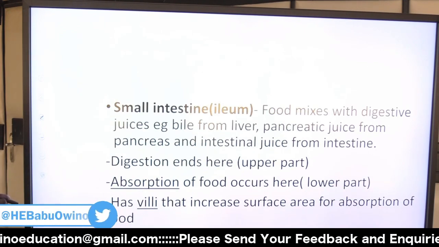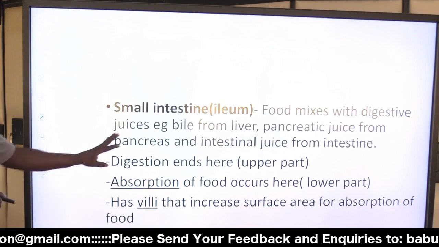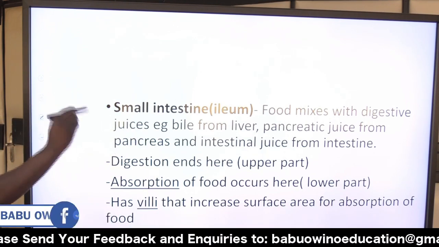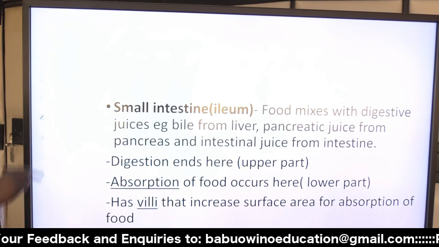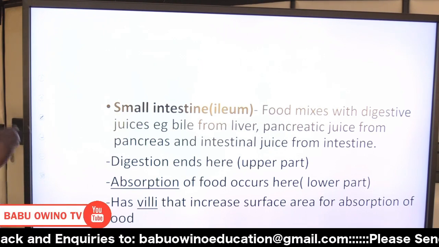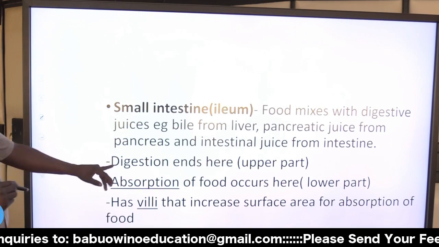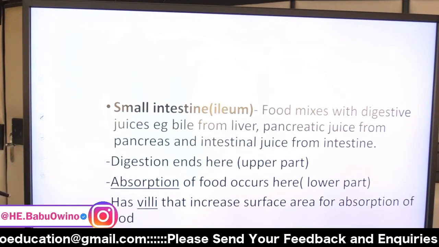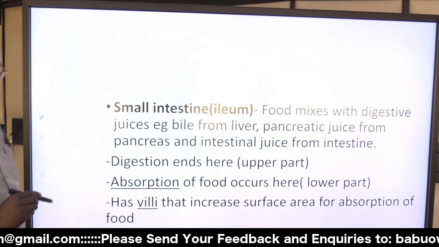Then we have small intestine. Food mixes with digestive juice there. For example, the digestive juices are bile from liver, pancreatic juice from pancreas, and intestinal juice from intestine. And digestion ends there in the upper part of the small intestine. Then absorption starts in the lower part of the small intestine.